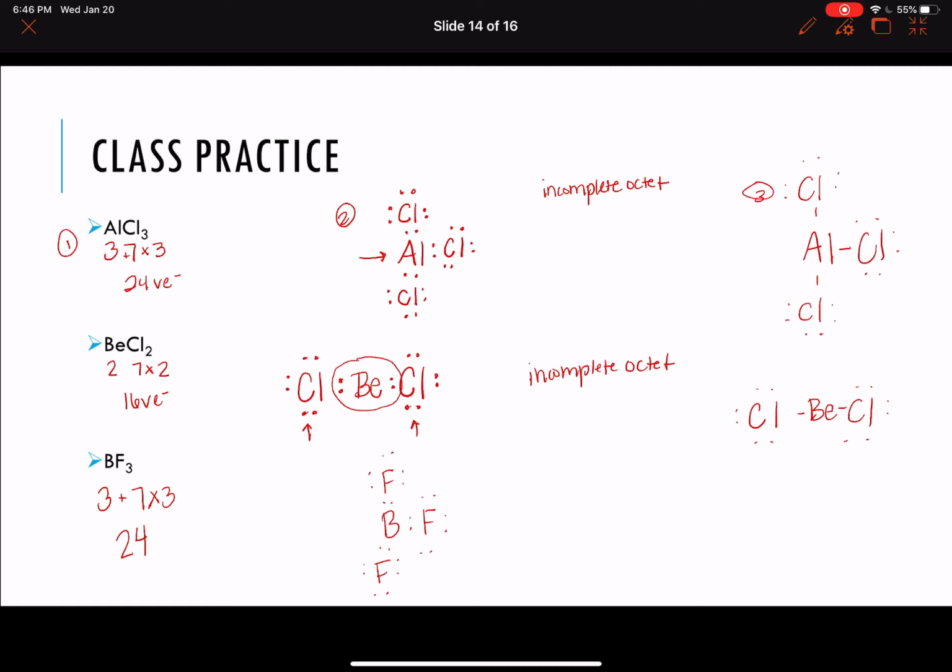And that takes care of our 24 valence electrons. Again, this is one that's incomplete because it's lacking these valence electrons here. Okay, and you would draw it just the same way over here.